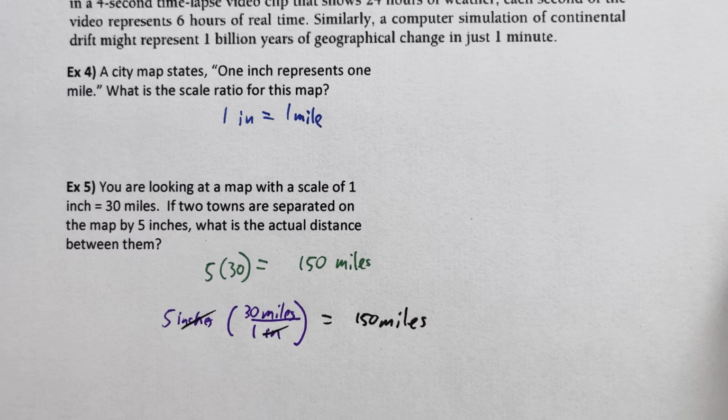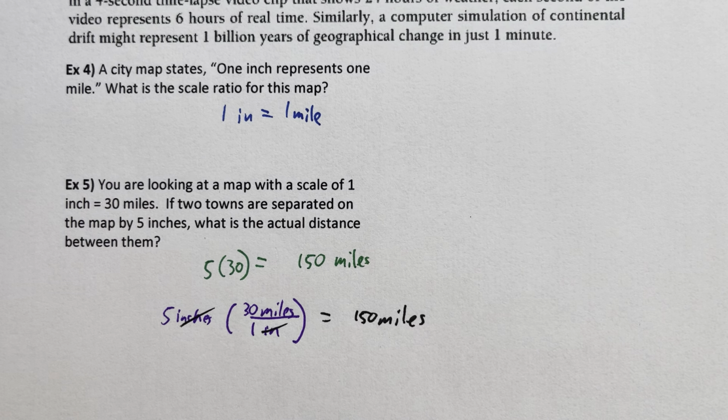And then if we're looking at the next one, if you have a map with 1 inch equals 30 miles, and 2 towns are separated on the map by 5 inches, what's the actual distance? Most people would just go, oh, 5 times 30 equals 150. But let me show you how these work, since we've done a lot with converting units. So we have 5 inches. Our equivalence ratio is 30 miles per 1 inch. Notice the inches cancel. The only unit left is miles. And so 5 times 30 miles is 150 miles.